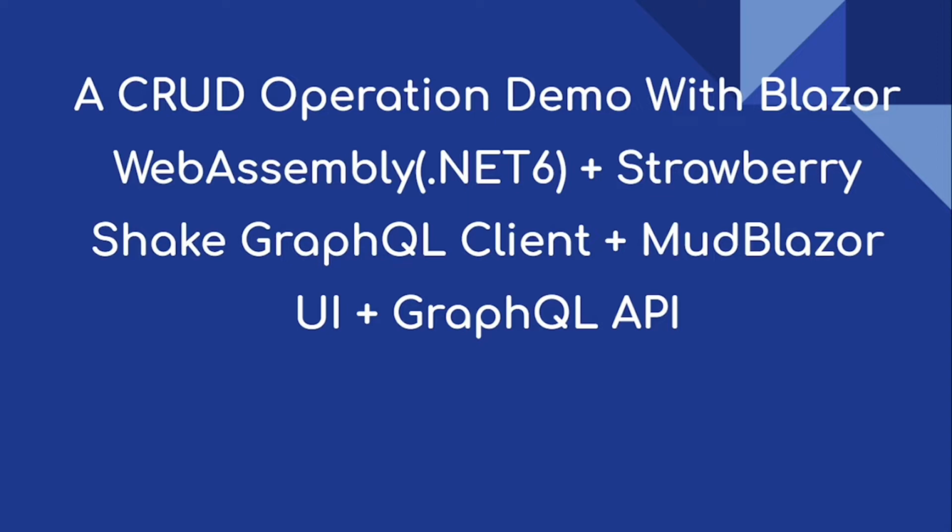Since consuming a GraphQL API endpoint directly is a bit difficult when framing the queries, we have a predefined library, the Strawberry Shake GraphQL client library. We are going to use this library inside our Blazor WebAssembly application, and we are going to consume the GraphQL endpoint very easily.